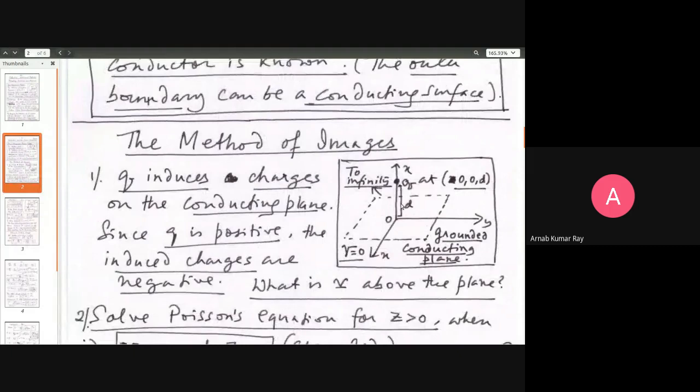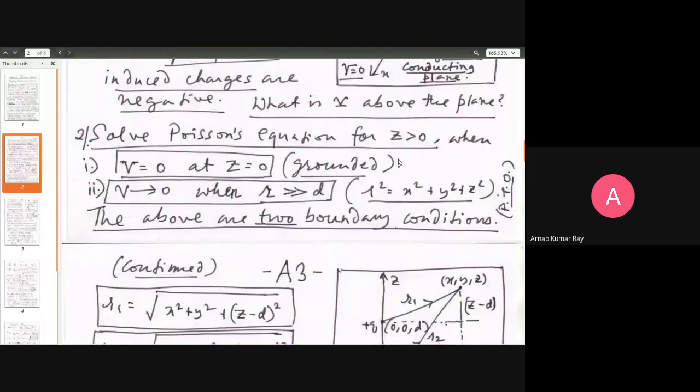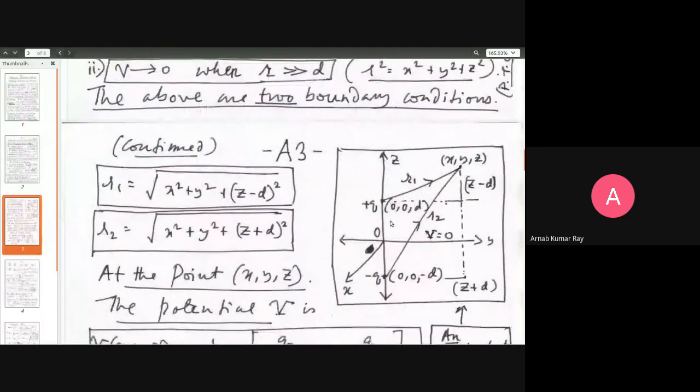Imagine that you no longer have the plane. The plane has gone away. Instead of having the plane at z equal to 0, follow this point with great attentiveness, please. Instead of having this conducting plane at z equal to 0, you say that I have got a minus q charge placed at the same distance d but below the plane.